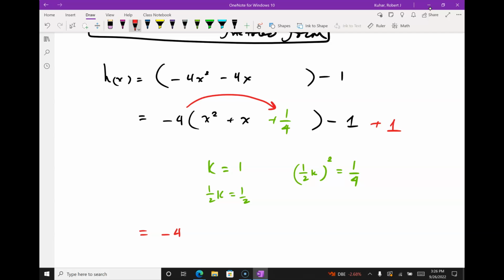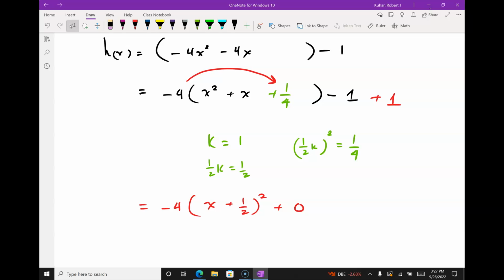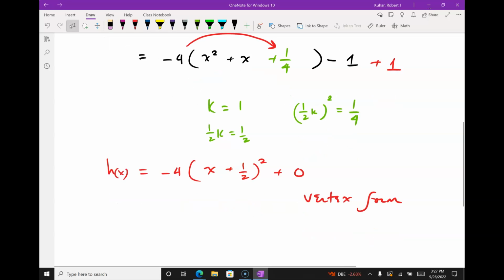So I get -4 times x plus half of k, right? So (x + 1/2) squared plus 0. And this really helps me see the vertex, right? So x sub v is -1/2, right? Opposite for interior pieces. And y sub v is 0.